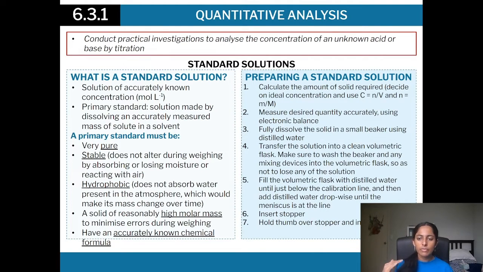And then you fill the volumetric flask until you get to the calibration line. Once you're reaching the calibration line, you want to do it dropwise so that you're not going overboard. Otherwise, you just have to start again. Then you insert the stopper and invert 20 times. Ideally, that's what you want to write in your prac exam or your trials exam, but you don't have to do it 20 times. That's just too much and it's impractical.